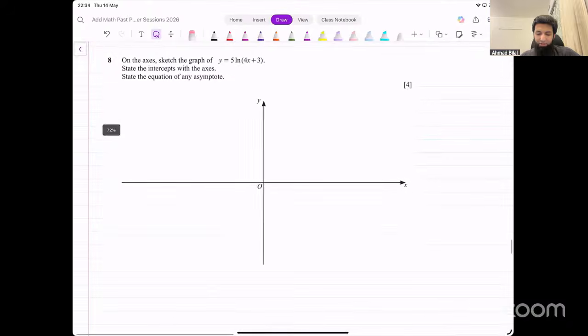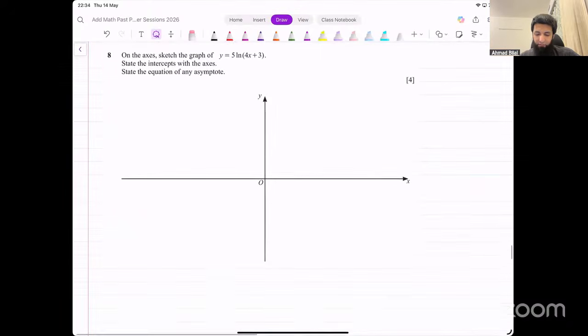Now they're saying on these axes, sketch the graph of y equals 5 ln(4x + 3). State the intercepts with the axes, state the equation of any asymptote. Where is the asymptote of a log function? You need to remember this.